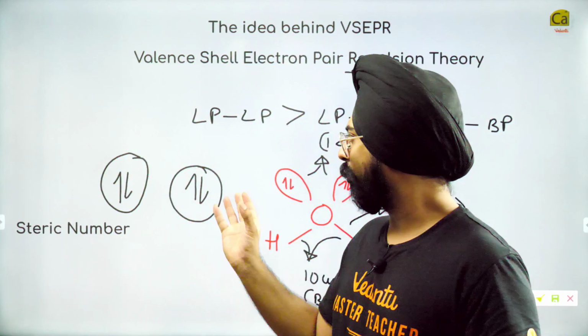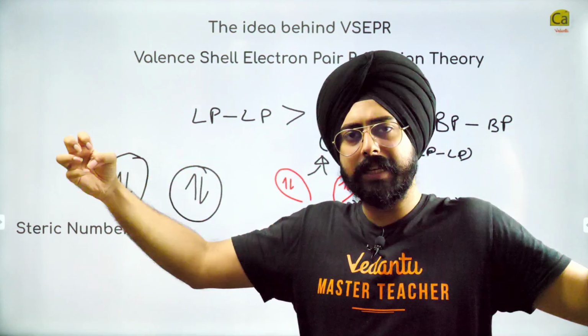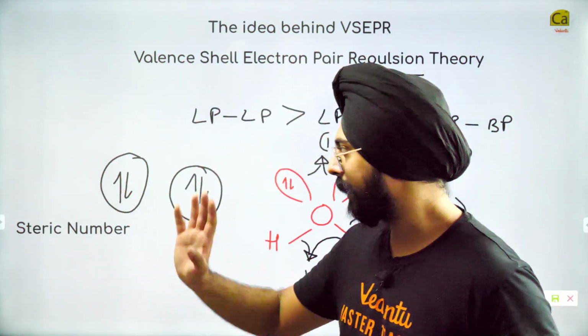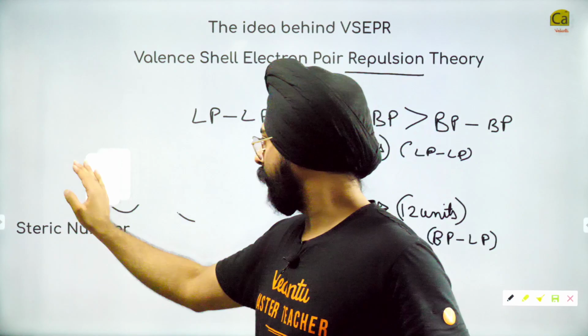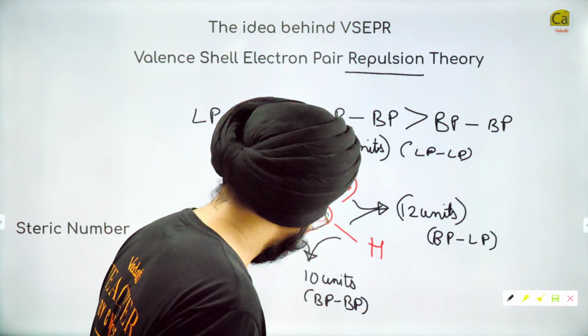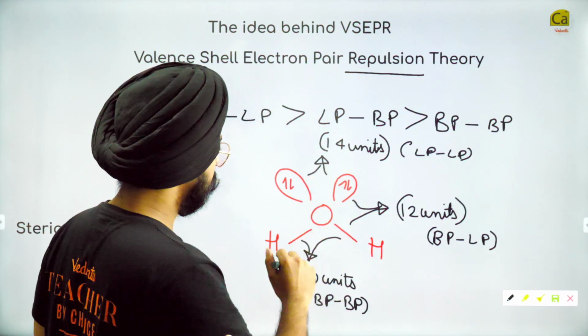Obvious, right? Electrons are negatively charged. So if you are bringing two electron pairs together, they will repel each other. They will want to throw away each other. That is obvious that electron pairs will repel each other. Now we know that lone pairs and bond pairs are what? Electron pairs. Why do lone pairs repel more than bond pairs? Aisa kyon hai bhai? Let me tell you.